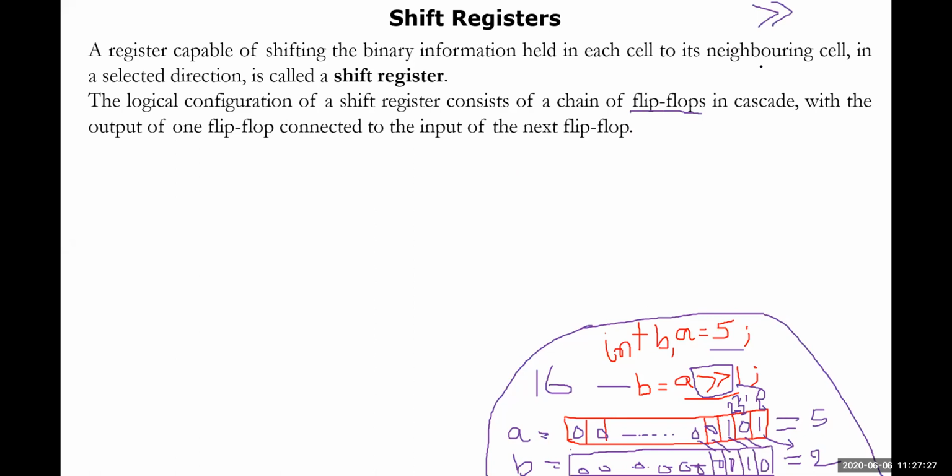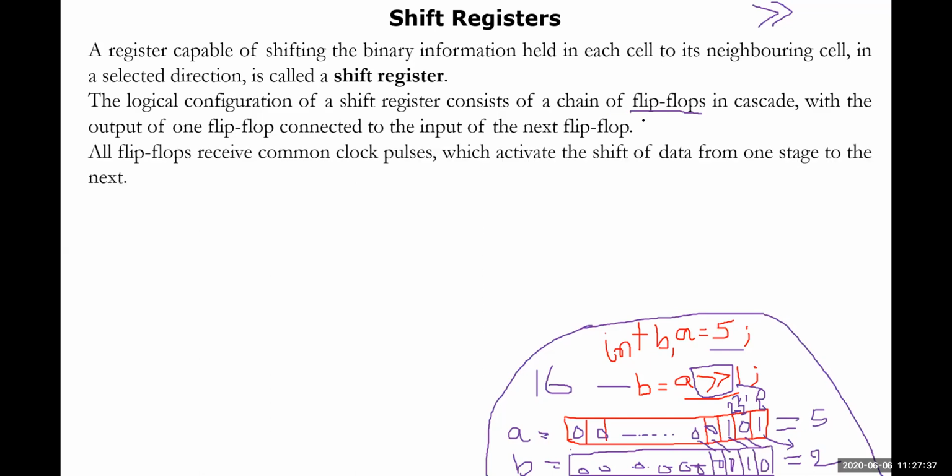A chain of flip-flops is attached in cascade mode, and the flip-flops receive a common clock. As and when the clock equals 1, the shift operation will take place. If the clock equals 0, the shift operation cannot take place. So that is the basic difference here. Let us see how the shift operations work.